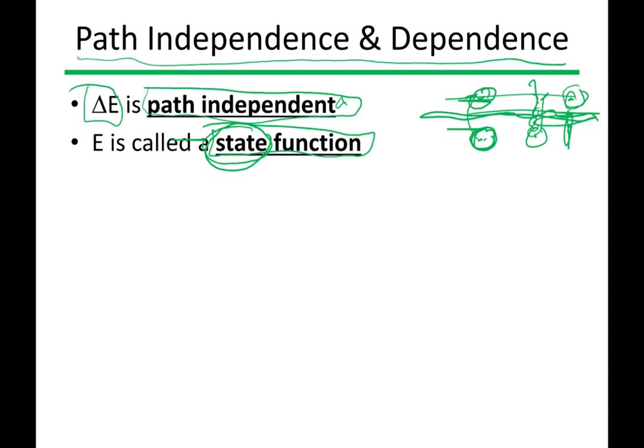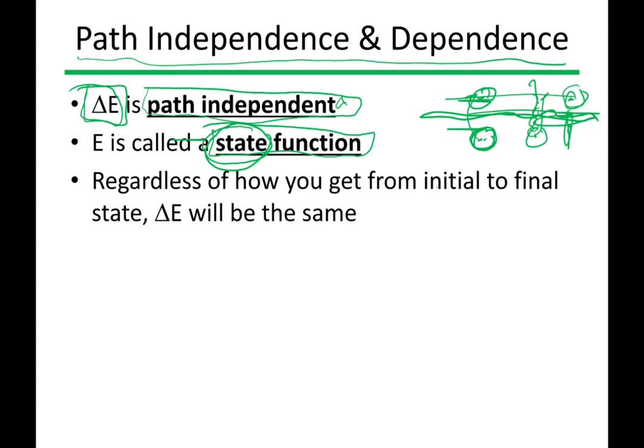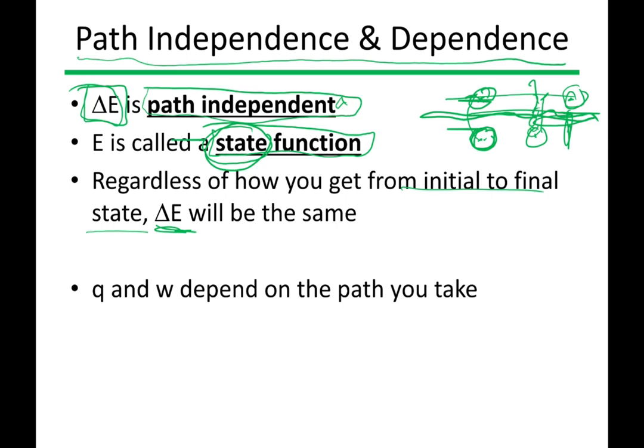So any state function is just a property of where you're at a given time, and any delta in a state function doesn't matter how you made that change, just where you were to begin with versus where you're at in the ending. So regardless of how you get from an initial state to a final state, the change in internal energy will be the same. This is not true for work and heat.